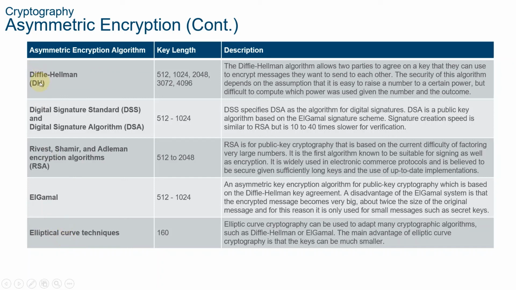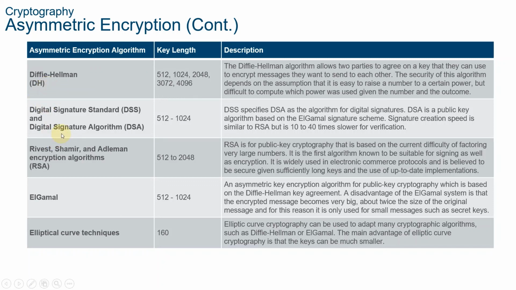Okay. Now, the Diffie-Hellman algorithm allows two parties to agree on a key that they can use to encrypt messages they want to send to each other. So the security of this algorithm depends on the assumption that it is easy to raise a number to a certain power, but difficult to compute which power was used given the number and the outcome.